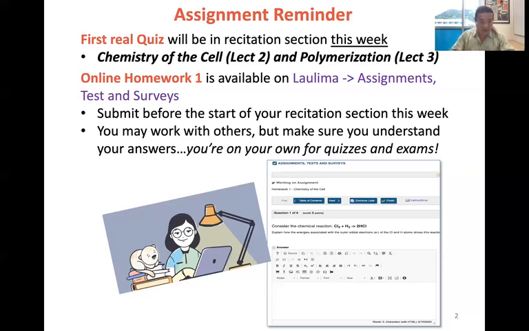However, you are responsible for knowing what it is that you are submitting, right? Because if you're just copying each other's work and then submitting it to get points, you're going to be in trouble when it's time for the exam and you're on your own doing the exam. All right, so make sure you understand the answers that you're putting down on your homeworks, even if it came from working together with a fellow classmate. Okay, good.